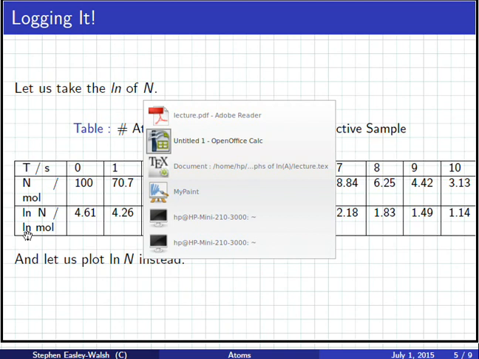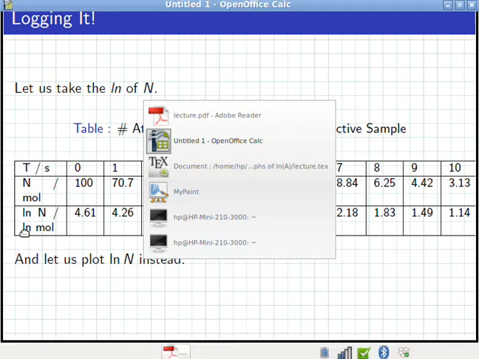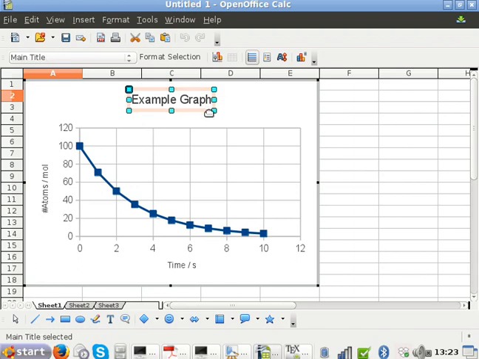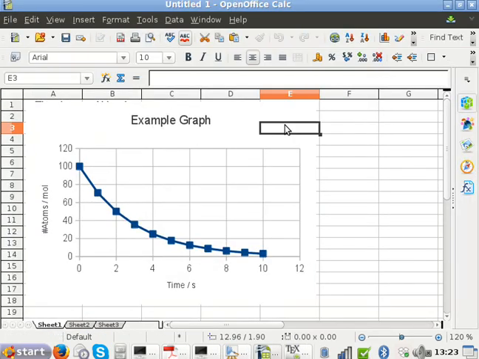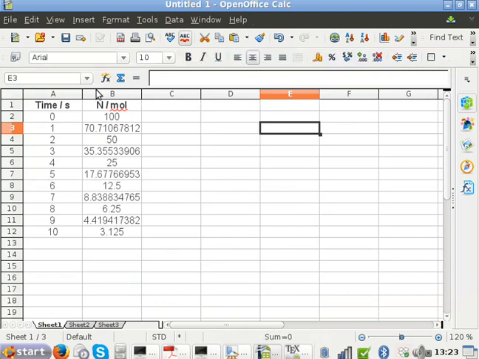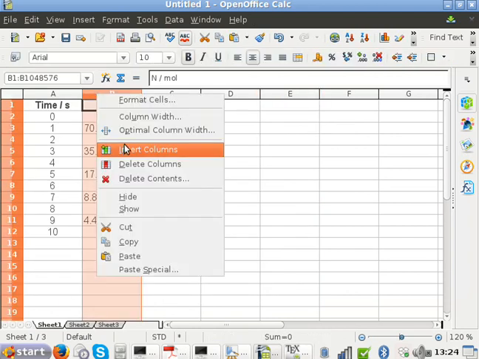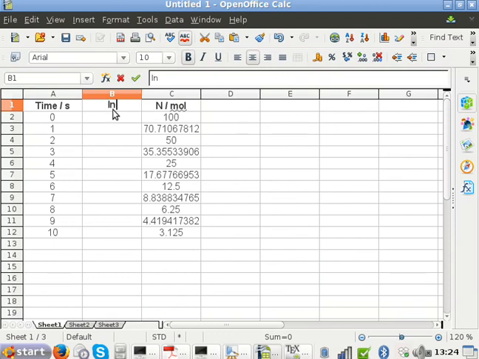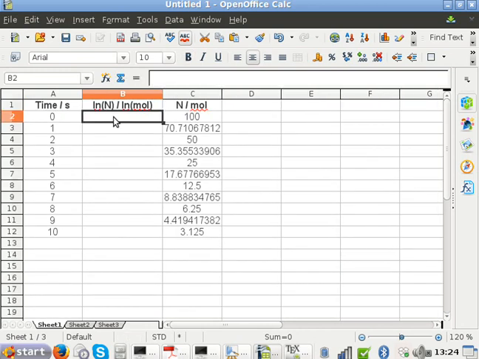Yeah? You have all those numbers? Yeah. So let me go back now to my Office program here, and let me get rid of this graph. It's so difficult to delete graphs, I don't know why. So what I need now is another column called log of n, and the units are log mole. So this here is ln of that one. 4.61 was the first one? Yeah.